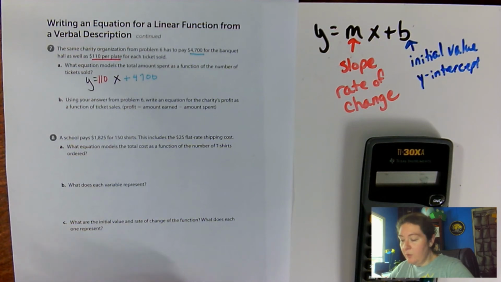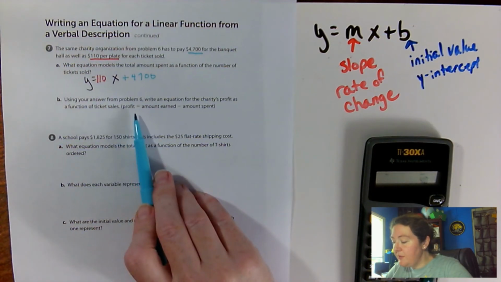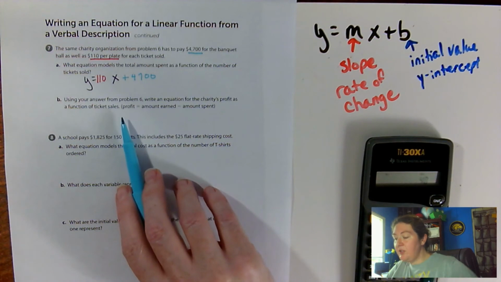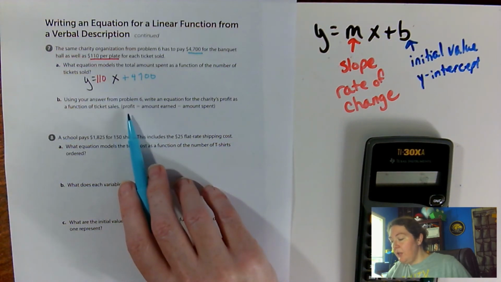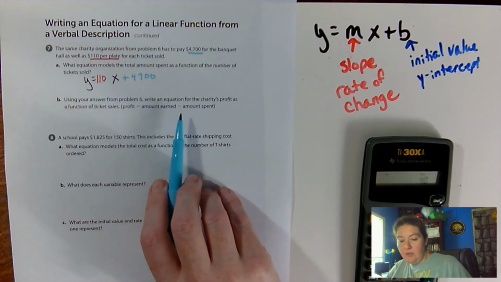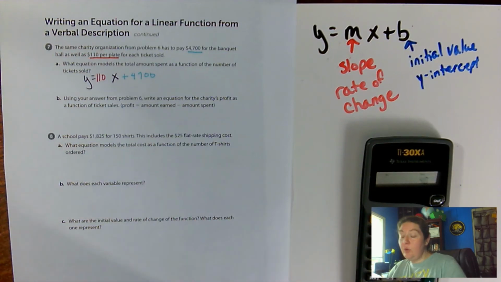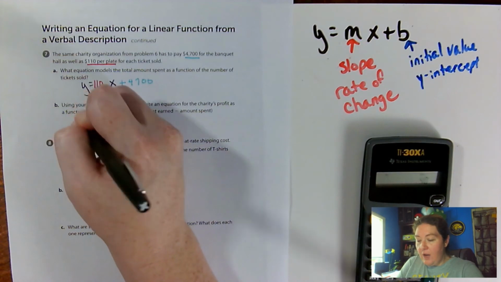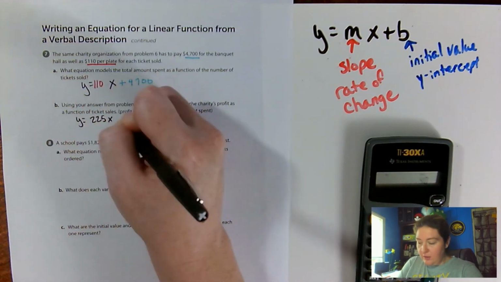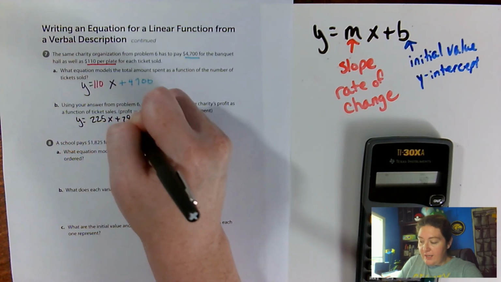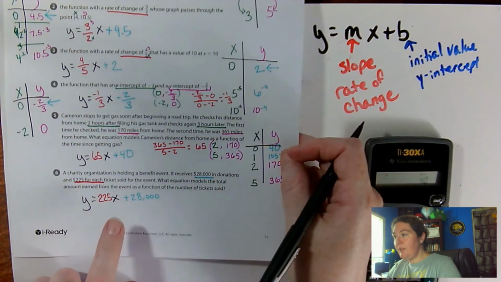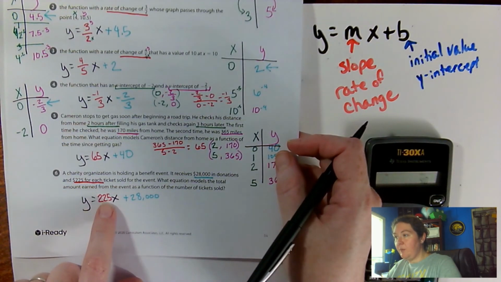Right? Next one. Using your answer from problem 6, write an equation for the charity's profit as a function of the ticket sales. The profit equals the amount earned minus the amount spent. Alright? I had two equations. I had y equals 225x plus 28,000. And if you remember, that was this one right here. That's where I'm getting that equation.